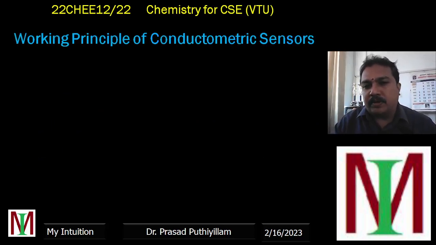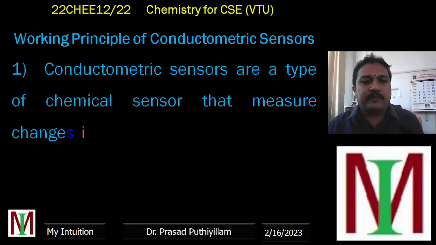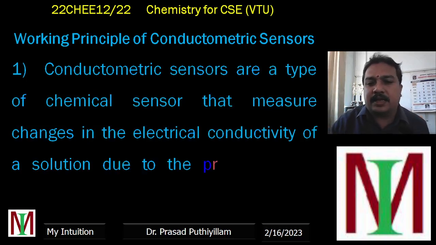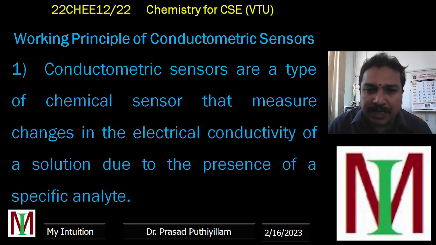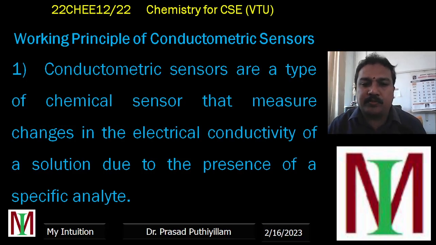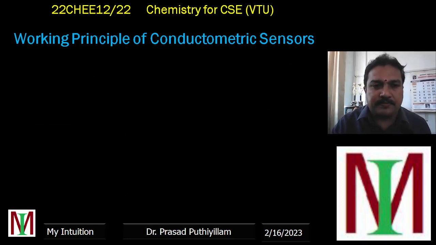The working principle of conductometric sensors. Conductometric sensors are a type of chemical sensor that measures changes in the electrical conductivity of a solution due to the presence of a specific analyte. So the word indicates conductometry, something related to electrical conduction. If there are any changes in electrical conduction, they will be sensed by using conductometric sensors.